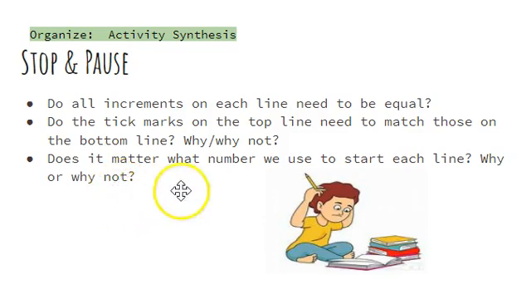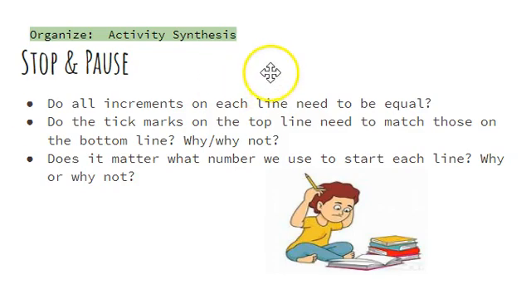All right, so let's do a little wrapping up here. Do all the increments, all the little tick marks on each line, need to be equal? In other words, do the tick marks on one line have to match the ones on the second line? Yeah, they do have to match on the lines because you're trying to keep the same ratios. You're trying to make it so that you're multiplying by the same thing on both the top and the bottom, on the numerator part and the denominator part, for what it's worth.